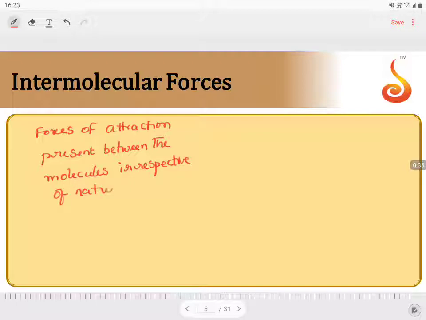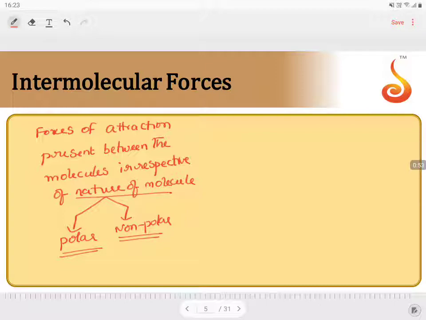nature of molecules. When I use the words irrespective of the nature of the molecules, the nature of molecules can be of two types: polar or non-polar. Irrespective of the nature of the molecules, the force of attraction that can exist between the molecules is named as intermolecular forces. To understand this, let me take you through three physical states of water.